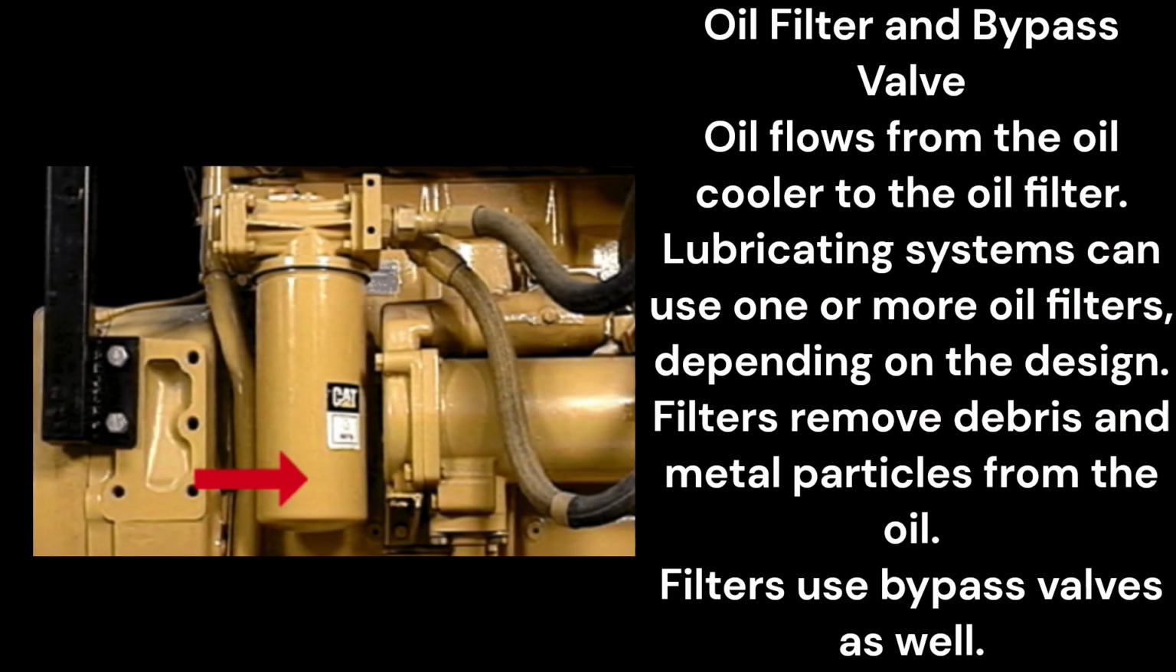Oil filter and bypass valve. Oil flows from the oil cooler to the oil filter. Lubricating systems can use one or more oil filters, depending on the design. Filters remove debris and metal particles from the oil. Filters use bypass valves as well.